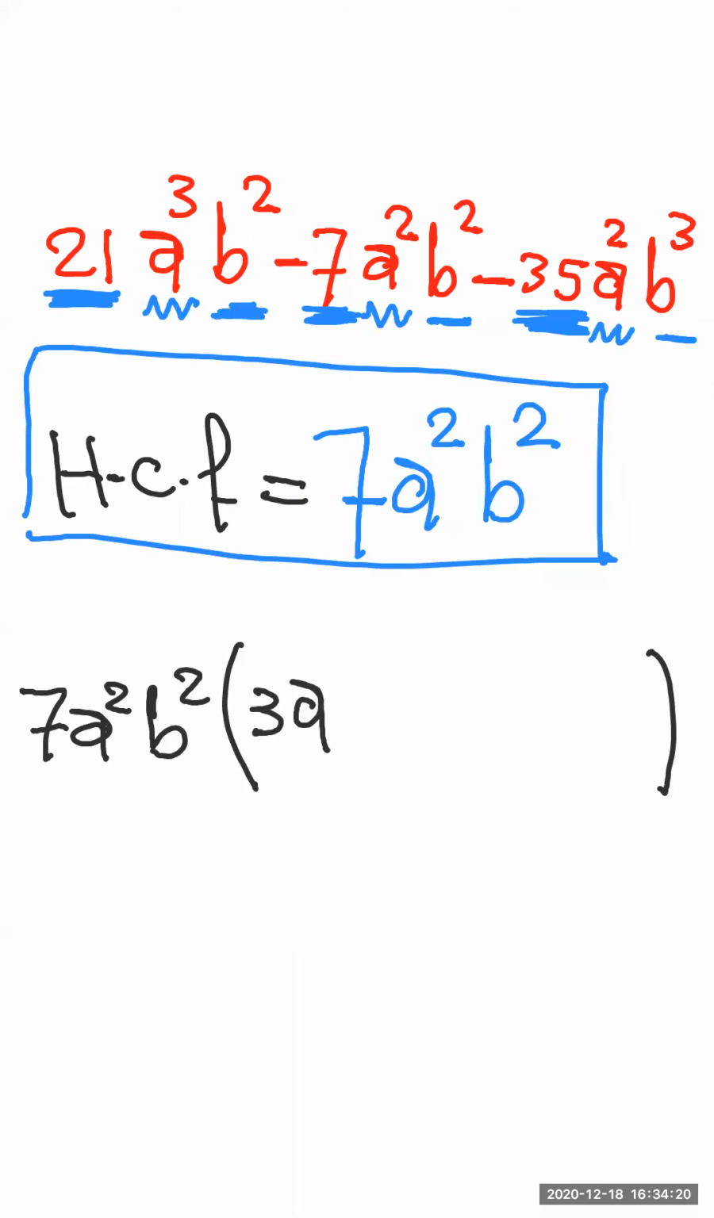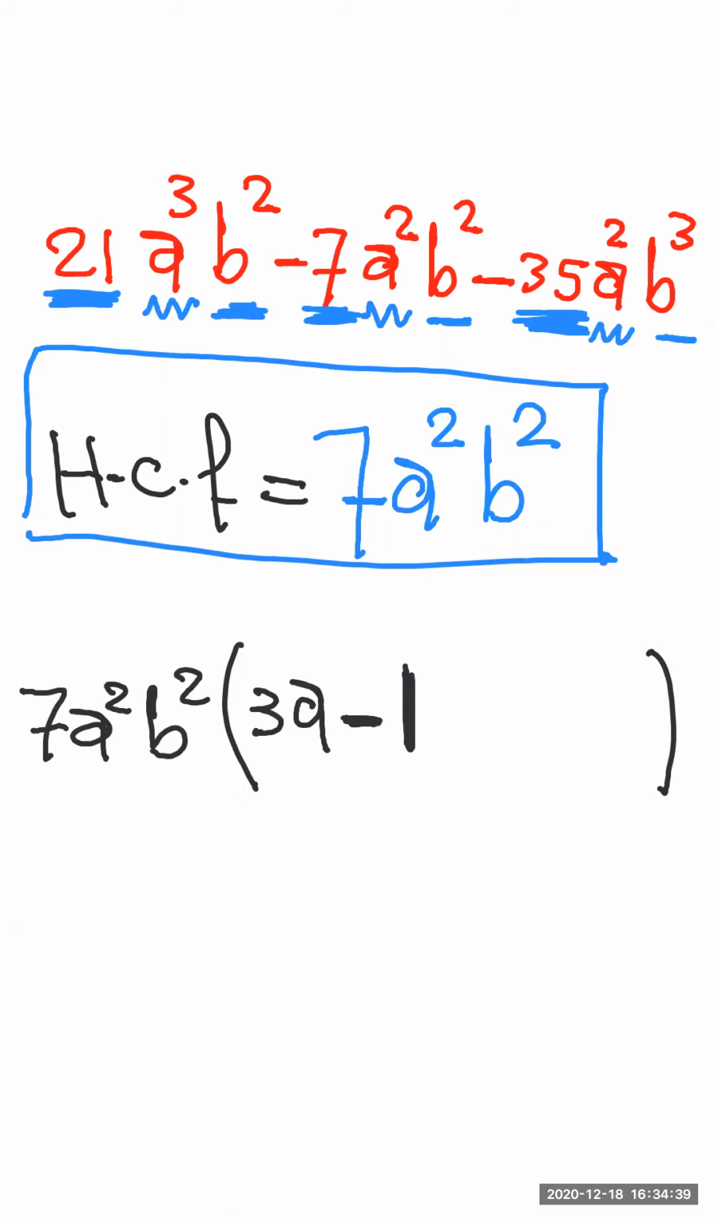Then negative 7 divided by 7, it's 1. A squared divided by a squared, it's 1. B squared divided by b squared, it's 1. So in this case, guys, I have to write 1.